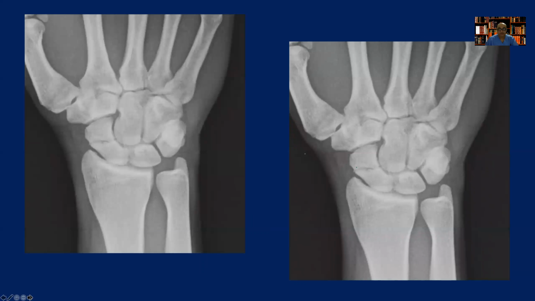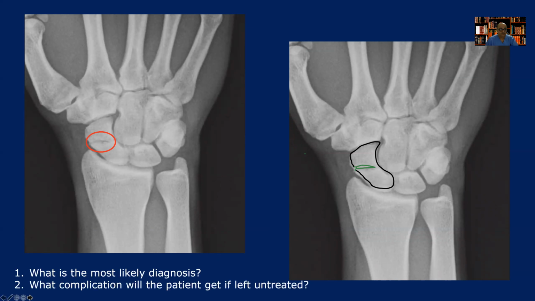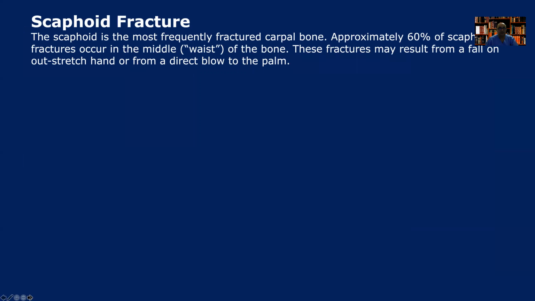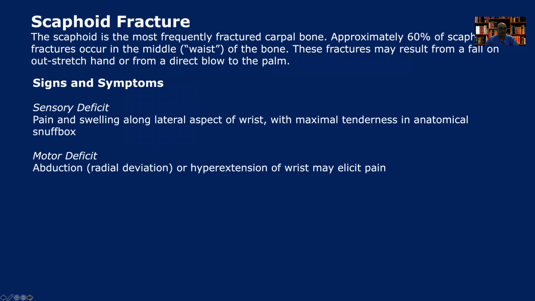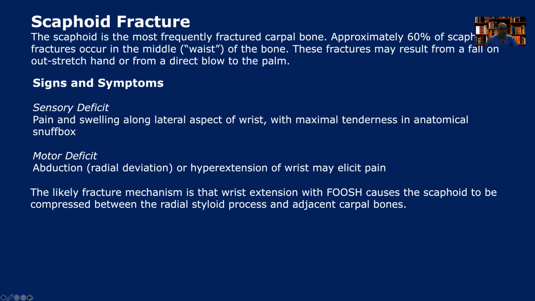I'm sure you have seen this presentation. There's a complete scaphoid, and you can see how the fracture has been indicated within this scaphoid. Are we good with that? Perfect. So now, this question we have talked about. Scaphoid fracture signs and symptoms: usually pain and swelling on the lateral aspect of the wrist, and maximal tenderness at the anatomical snuffbox. Motor deficit: abduction and radial deviation are difficult. When the patient is doing that, you'll experience pain.